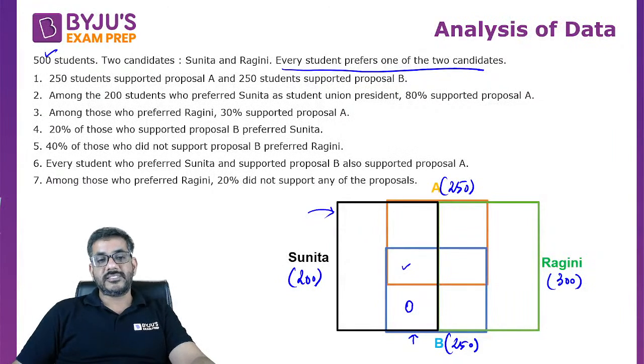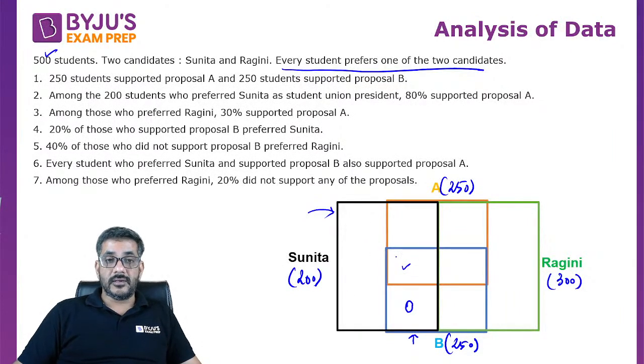This is what the question is saying. That if they are supporting Sunita and also supporting proposal B, you have to support proposal A as well. This area would become 0 here. I hope all of you got my point here. Please tell me quickly through the chat box. Did everyone understand this point?